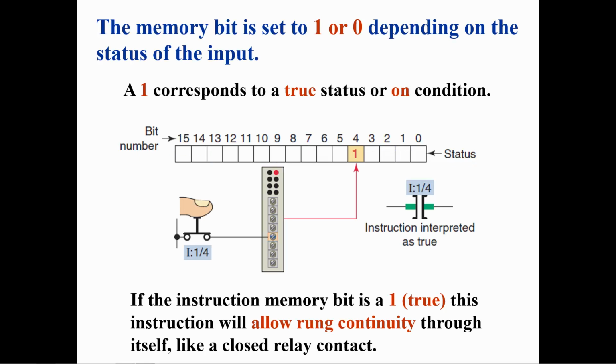The examine if closed instruction behaves very much like a normally open relay contact. When an external switch is closed, a 1 is placed at the address of the switch in the input table, and the examine if closed instruction becomes true and allows run continuity. Much like a normally open relay contact will allow current to flow when its coil is energized.